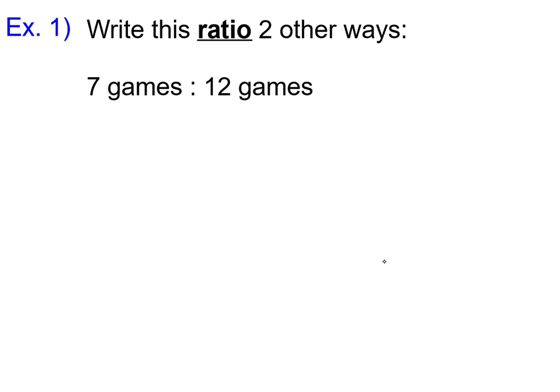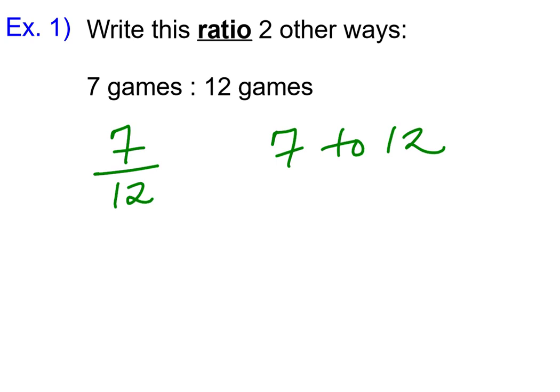So let's dig into some examples here. Our first example is asking us to write this ratio two other ways. So here I have a ratio of 7 games to 12 games. The other ways that I could write it is a fraction as 7 over 12, or with words, I could say 7 to 12.